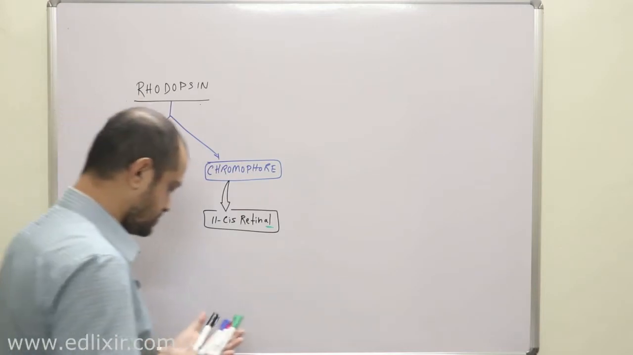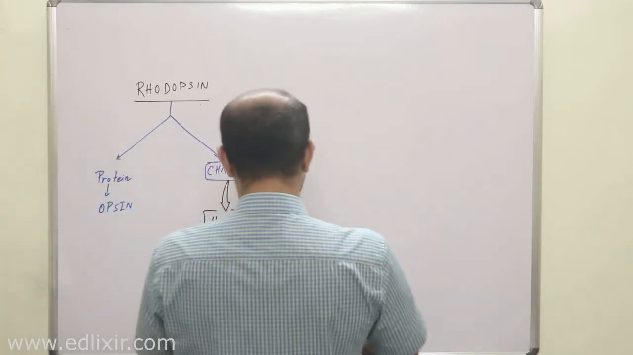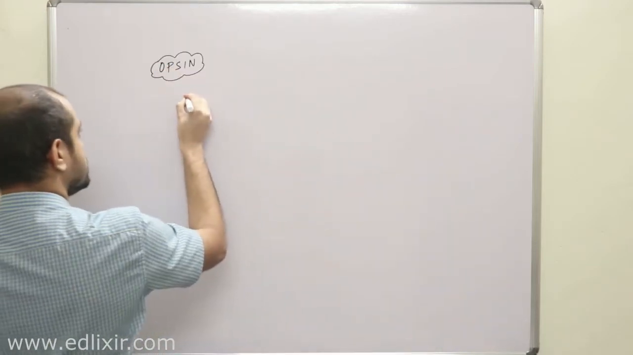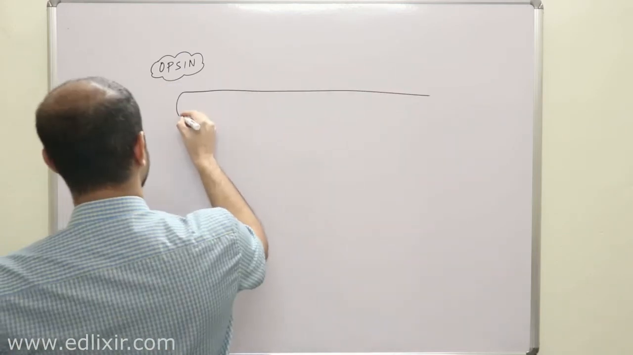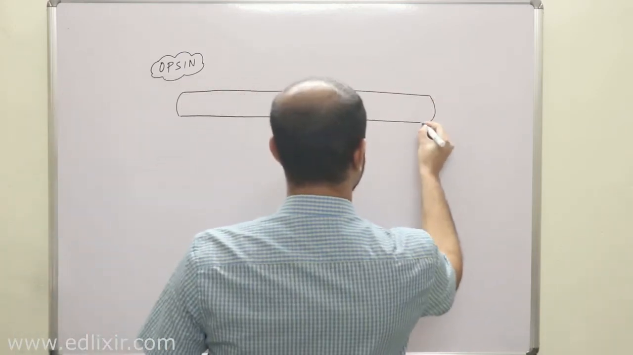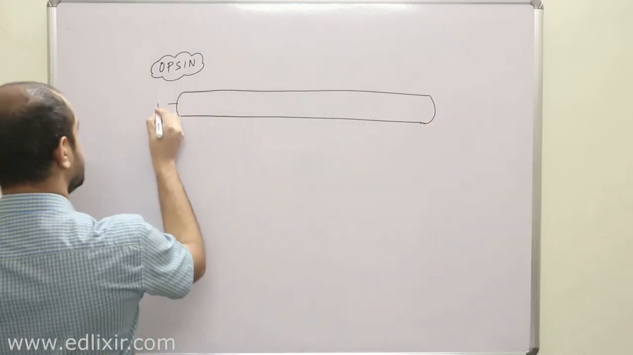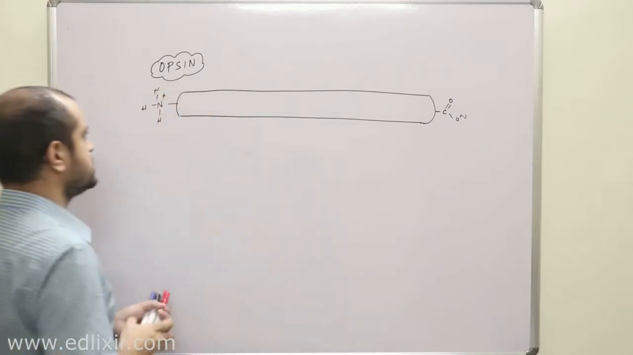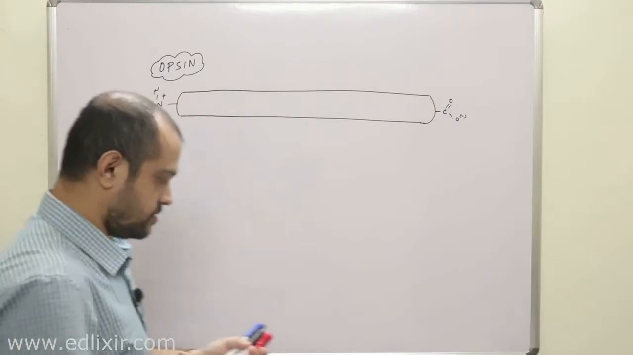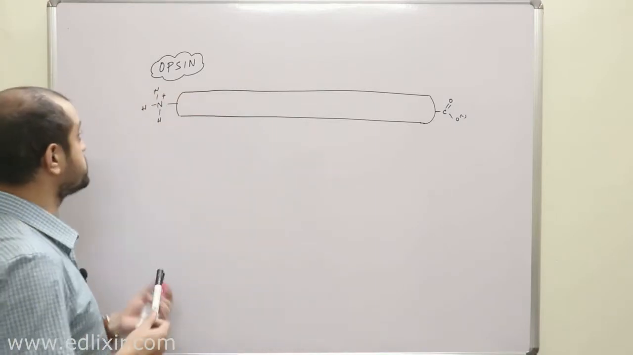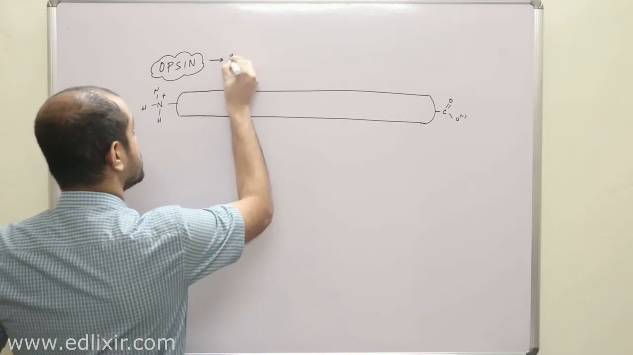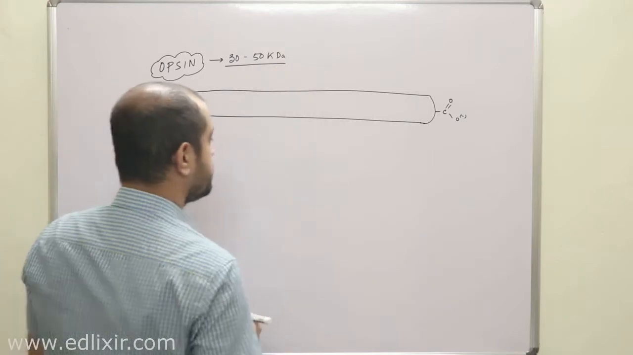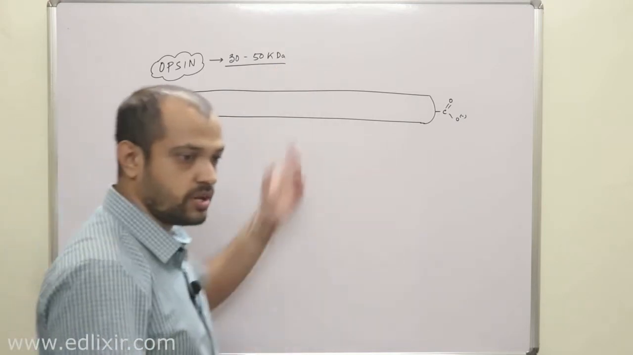Now listen, suppose this is the opsin protein. Now suppose this is the N terminal and this is the C terminal. Clear? Now listen with all your attention. What is the molecular weight of opsin? It is around 30 to 50 kilodalton. You will now find out how many amino acids are there.